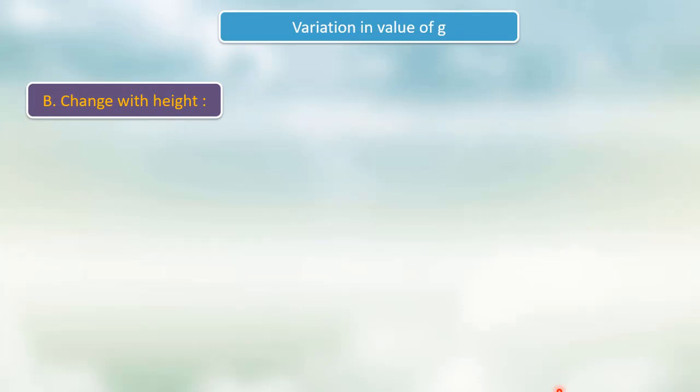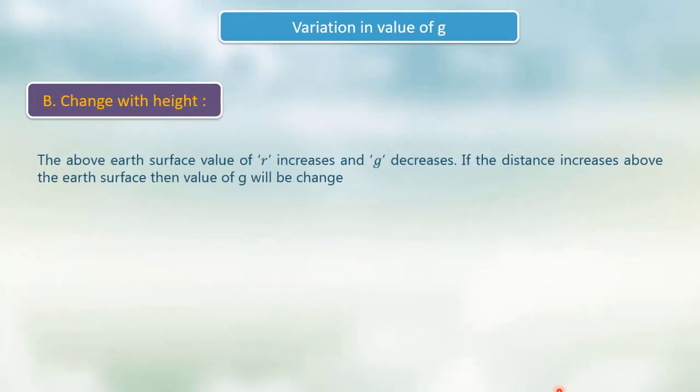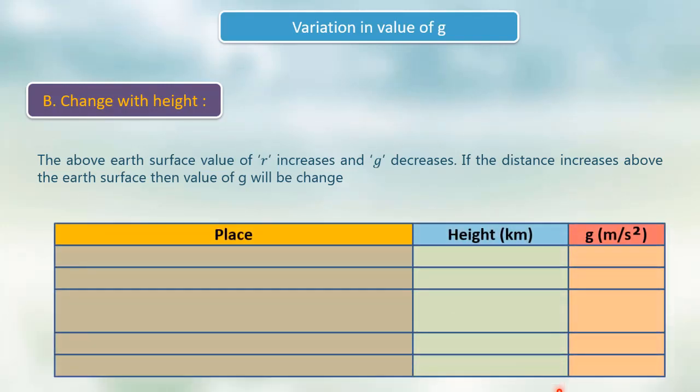B. Change with height. Above the earth surface the value of r increases and g decreases. If the distance above the earth surface increases, then the value of g will be changed. Means place, height and g value. Surface of the earth, height is 0, g value is 9.8. Mount Everest, height is 8.8, g is 9.8.